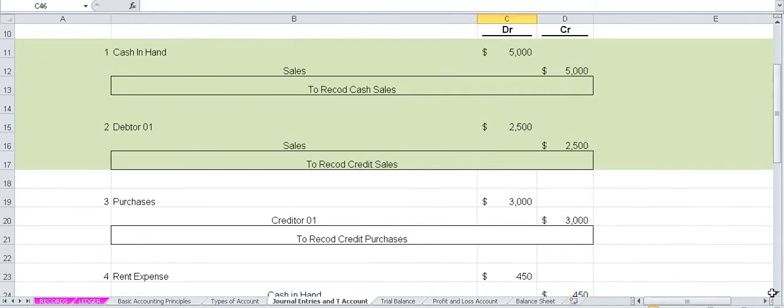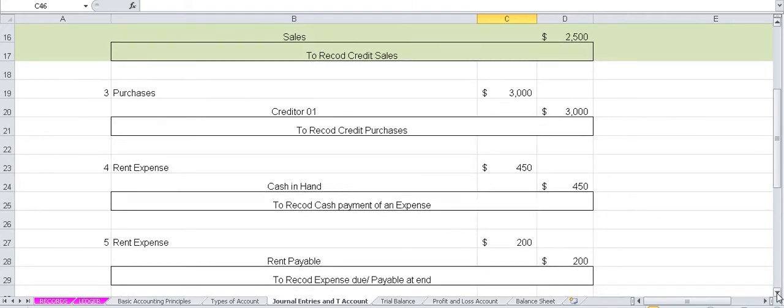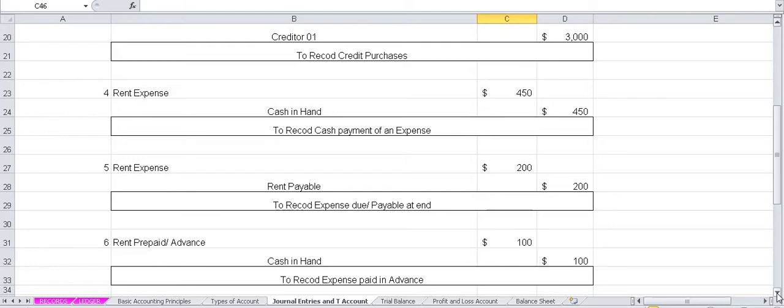So let us start with the other entries. Purchases account is debited to record a credit purchase, and creditor account is credited to record the liability. If you want to record rent expense, it will be debited, and if you pay in cash or by bank, cash and bank are credited. If you have to record an expense which has not been paid yet, this entry is made by rent expense debit and rent payable account credit by the same value.